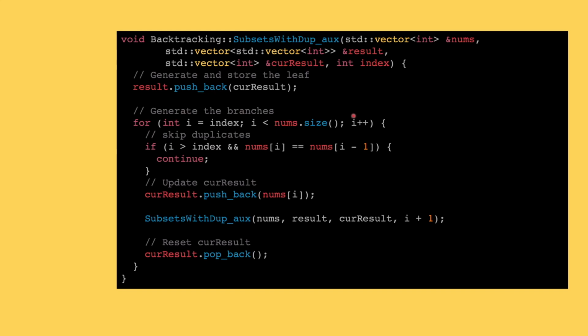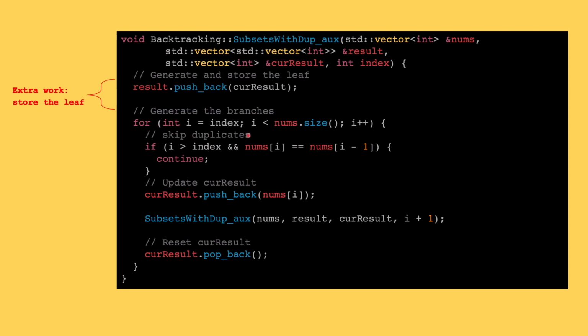Let's quickly code this up. So again, I have my auxiliary function. It has the auxiliary parameters result, current result, and index. Each time we enter this function, the current result by itself is pushed back into the result. It's a leaf by itself, but we can also generate the branches.